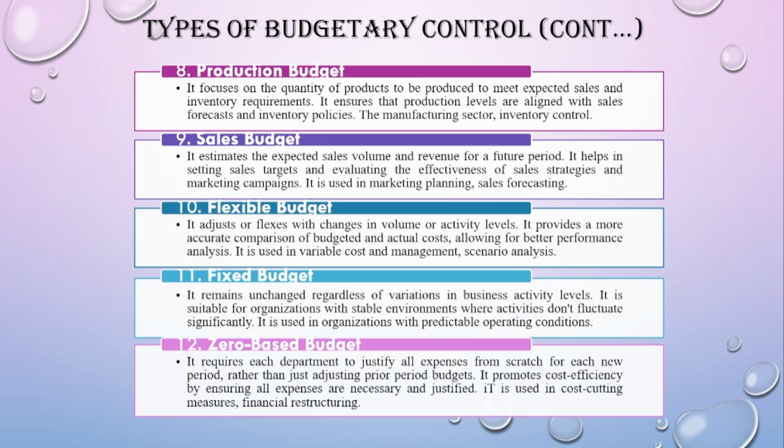And the last type of budgetary control is called the zero-based budget. Each department must justify all expenses from scratch for each new period rather than just adjusting prior period budgets. It promotes cost efficiency by ensuring all expenses are necessary and justified. It is used in cost-cutting measures and financial restructuring.